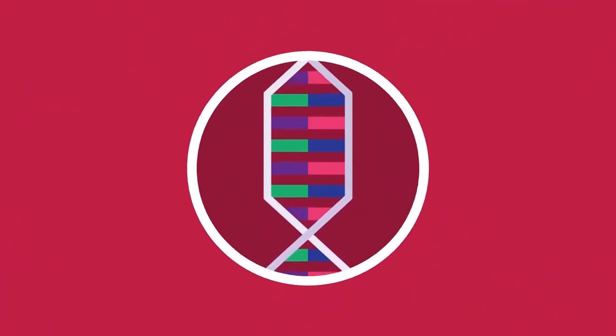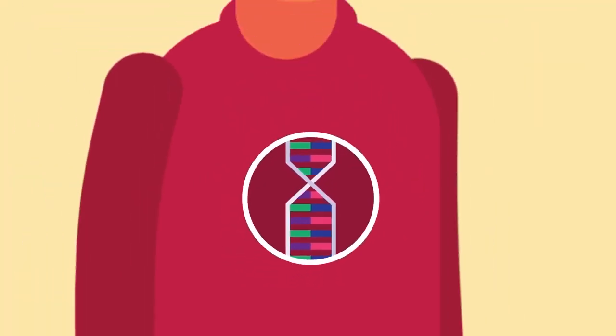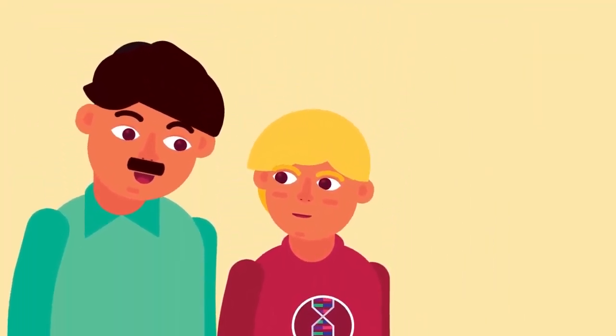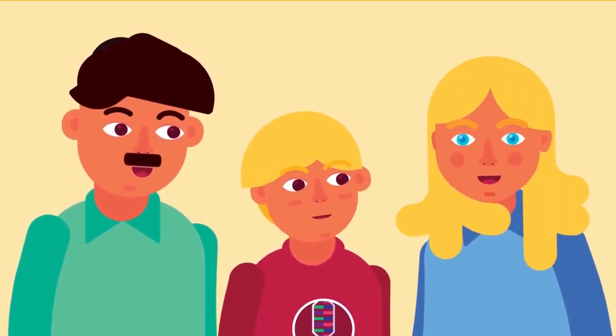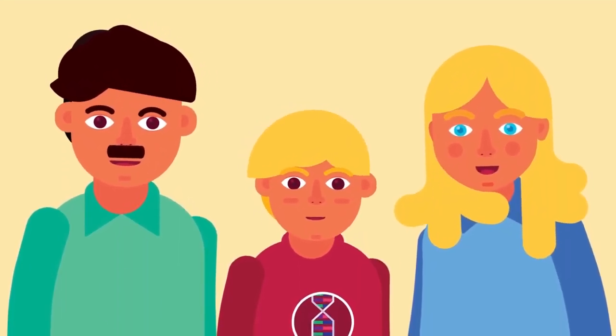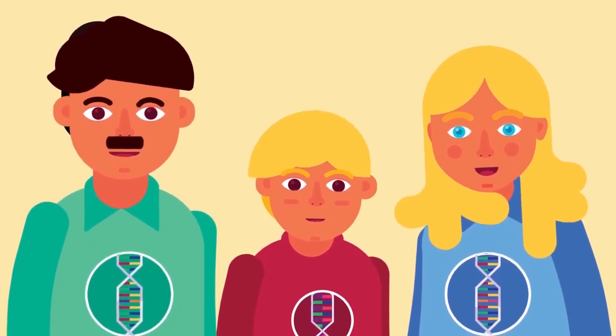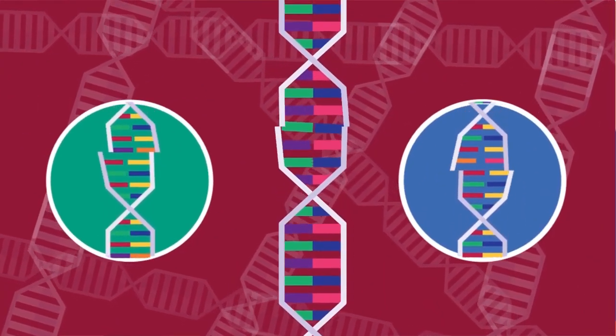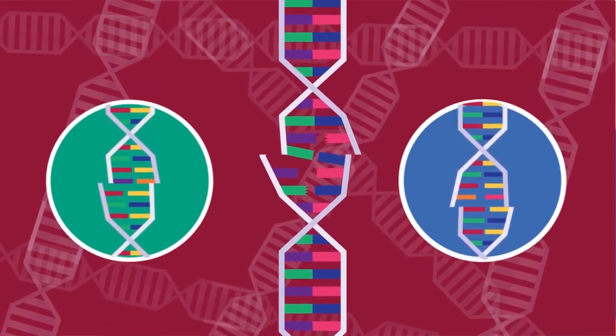DNA contains hereditary information that is passed on to you from your parents. If you and your father have the same colour of eyes, or your hair is as silky as your mother's, it is because of the DNA that you inherited from your parents. Even many diseases are passed on from generation to generation because of DNA.